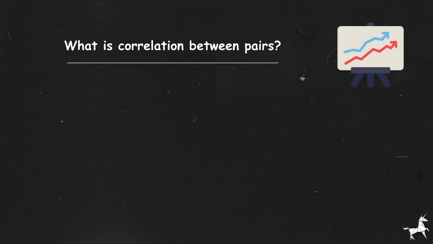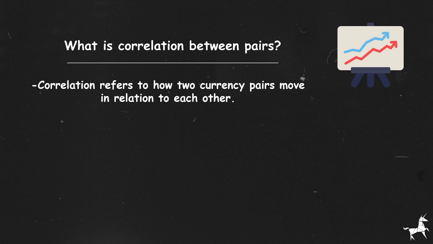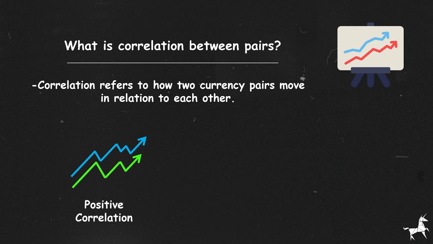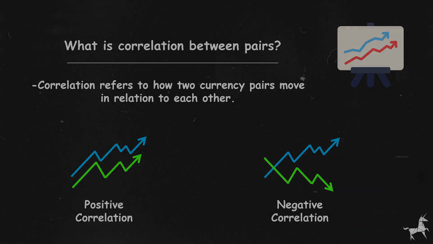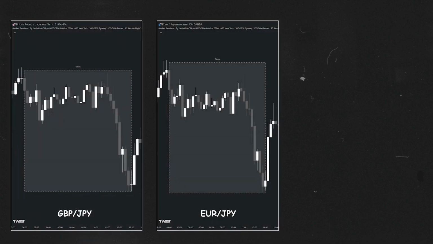Another important factor to consider when trading Forex is the correlation between currency pairs. Correlation refers to how two currency pairs move in relation to each other. Some pairs tend to move in the same direction, while others move in opposite directions. When you analyze euro-yen and pound-yen during the Asian session, you'll notice they tend to move in the same direction. This happens because the yen is the only currency actively traded in these pairs during this time, meaning their price movements are primarily driven by the yen's strength or weakness.